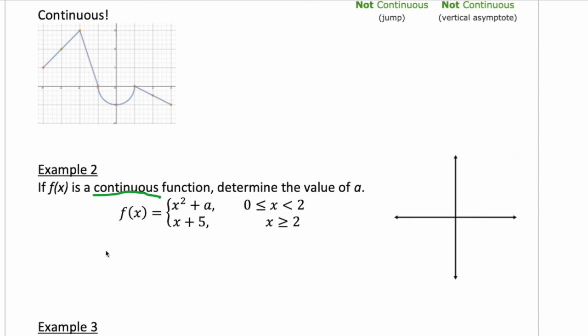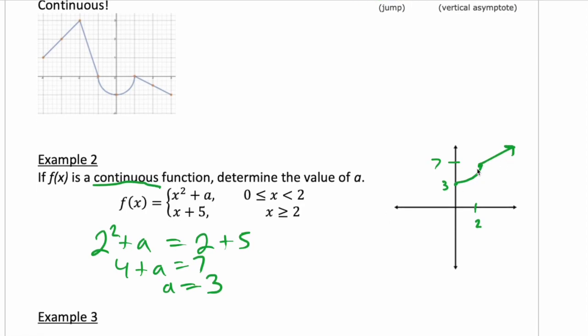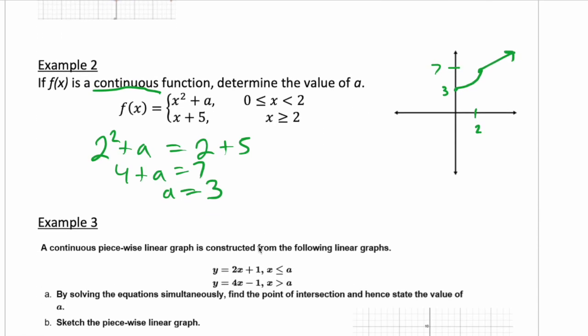at x equals 2. That means 2 squared plus a has to be equal to 2 plus 5. So we have 4 plus a equals 7, and a equals 3. So you're going to have the function x squared plus 3, so it's going to start at 3. It's going to go up here, you're going to get to 7, and then it's going to become a line after that. That's what the function looks like, and they're connected there because it's a continuous function.